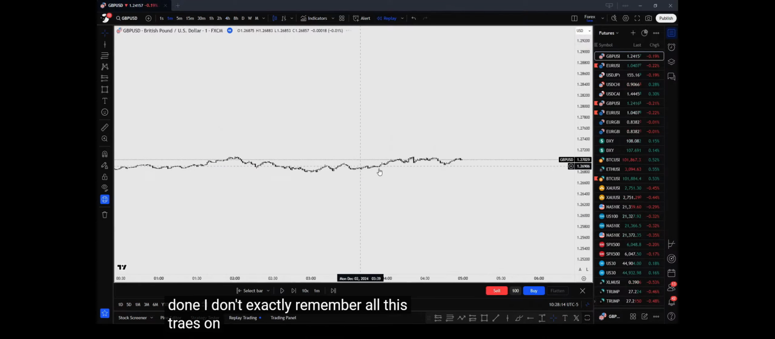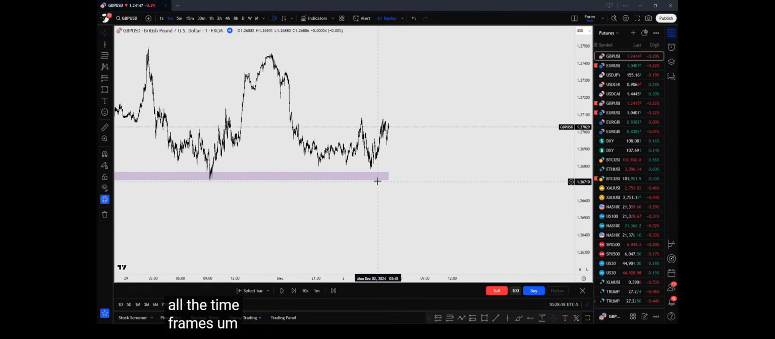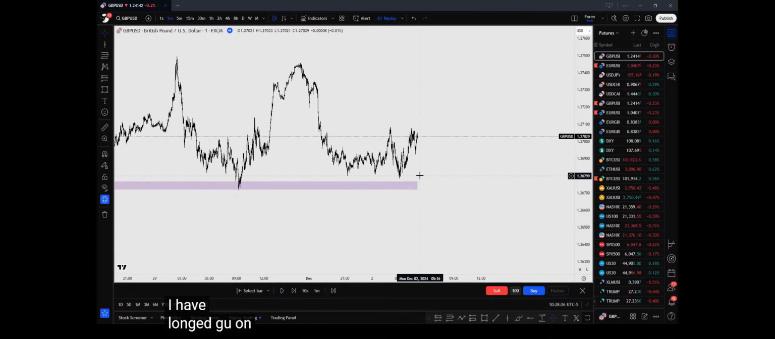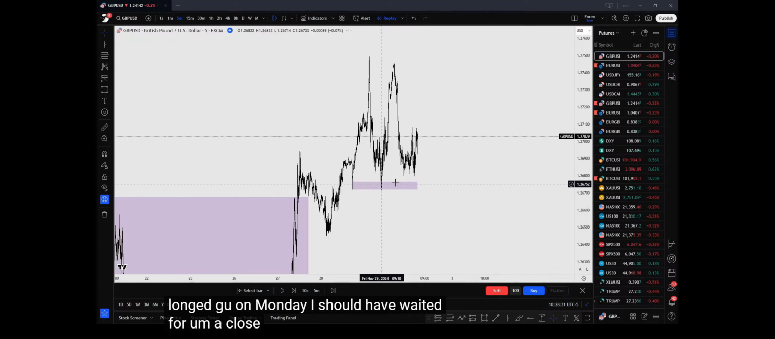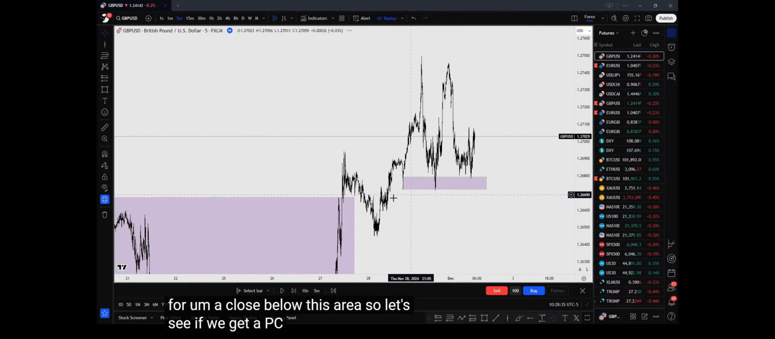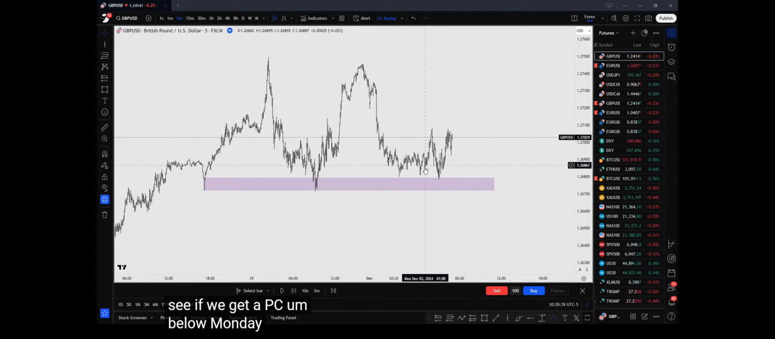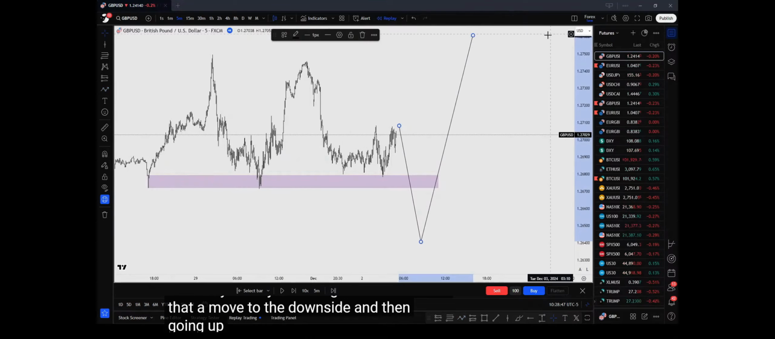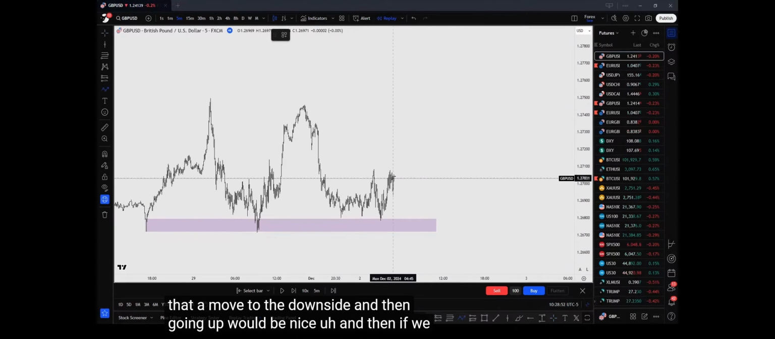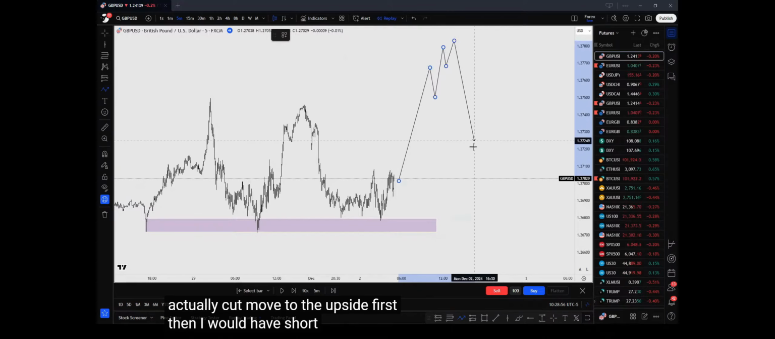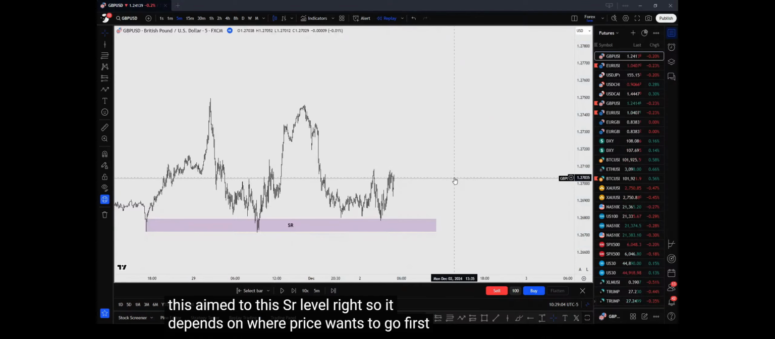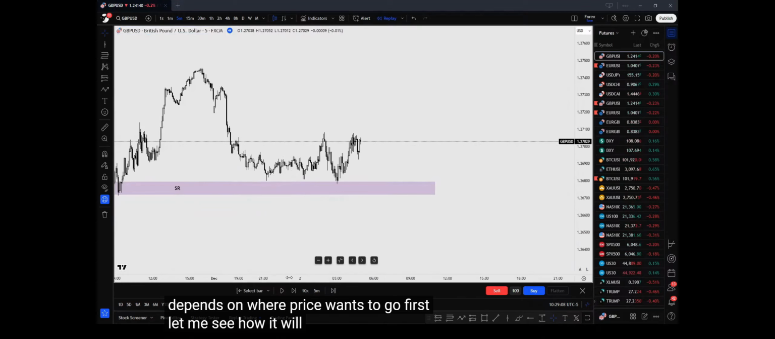I don't exactly remember all these trades on the 1 minute time frame or on all the time frames. Obviously, there's no trade right here. If I have longed GU on Monday, I should have waited for a close below this area. So let's see if we get a PC below. Monday started right here. Maybe I thought at the moment that a move to the downside and then going up would be nice. And then if we actually got the move to the upside first, then I would have shorted and aimed to this SR level, right? So it depends on where price wants to go first. Let me see how it will unfold.